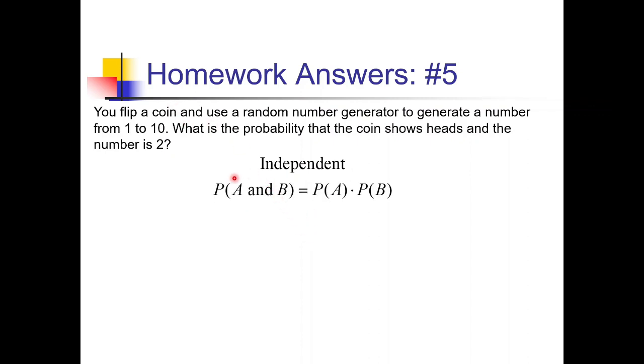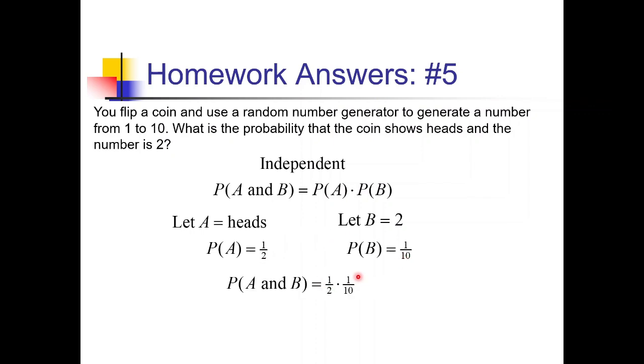So let's use our normal independent formula, just P of A times P of B. And just to label some things, A is the probability of heads, and let's let B be the probability of getting 2. So we've got the probability of heads, that's just 1/2. And now the probability of getting a 2 out of this generator, since you have 10 total possible outcomes and 2 is just one of them, we have 1/10 there. So we're doing 1/2 times 1/10, which comes out to 1/20.